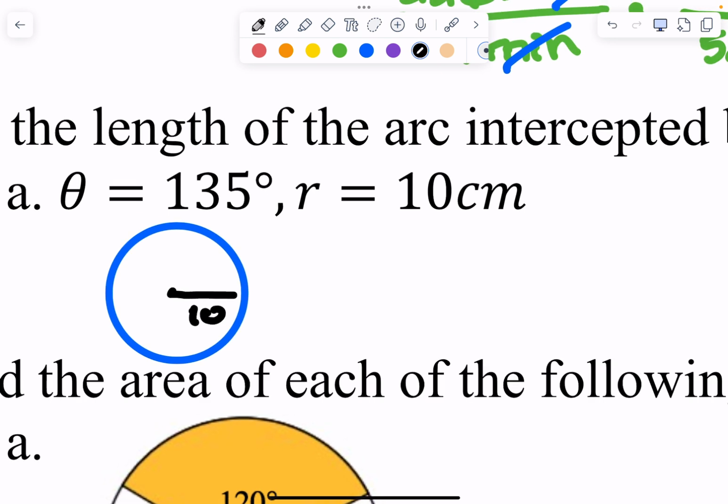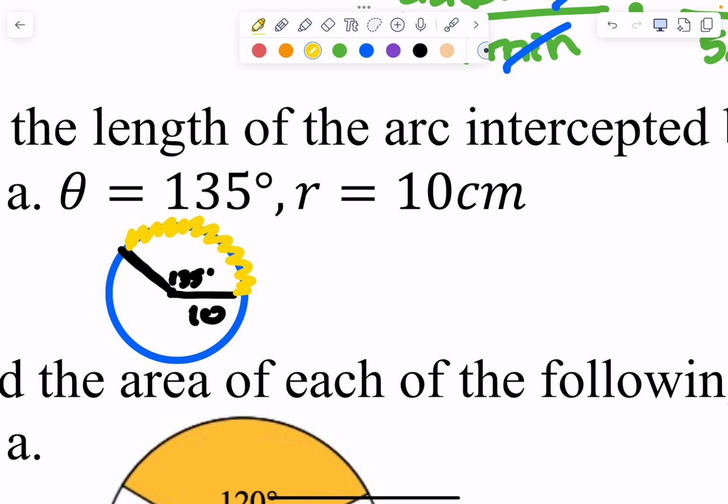135 is like 90 plus another 45. So like over here. Does that make sense? It's like halfway between 90 and 180. This is 135 degrees. I want to know what the length of this pizza crust is, the length of that arc, right?